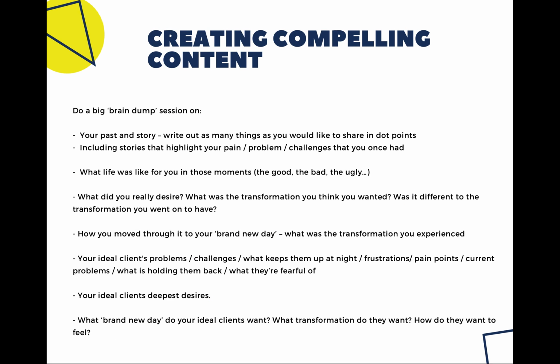Moving on. So how do we actually create compelling content? We are creating compelling content by first of all doing a big brain dump session on your past and story, which you've done in the previous workbook. So write out as many things as you would like to share in the dot points, including stories that highlight your pain, problem, challenges that you once had in this area. Or indeed, if you're a service-based business like marketing professional, for example, then you're talking about the pain and problem and challenges that clients of yours had, or what people normally have in the industry.